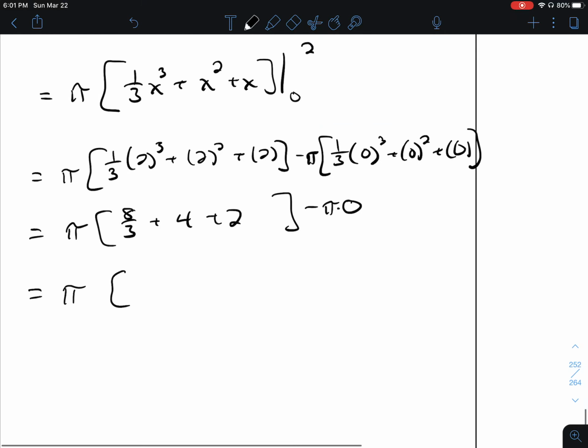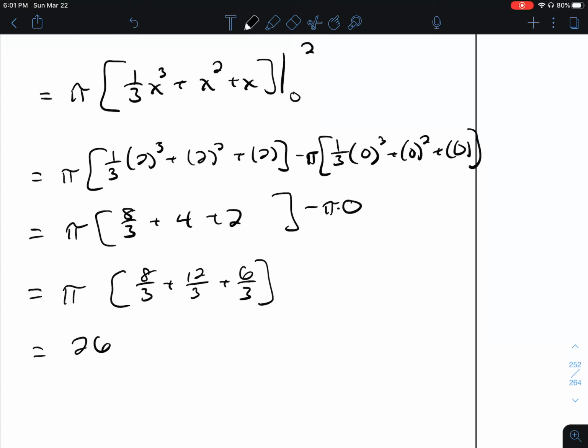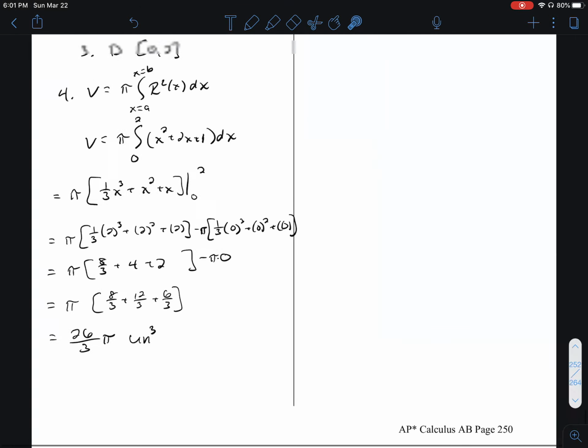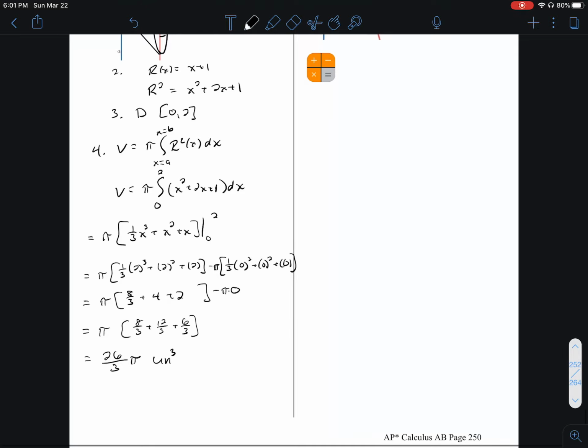I'm just going to go ahead and make this all one fraction here. We're going to have 8/3 plus 12/3 plus 6/3. That's going to give us 26/3 pi. And we weren't given units, so we'll just say it's cubic units. It's real important that we understand this has to be cubic units because we're finding a volume. And that's it. That's not so bad.